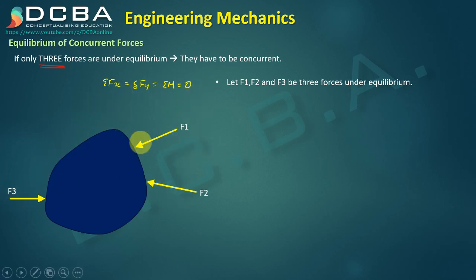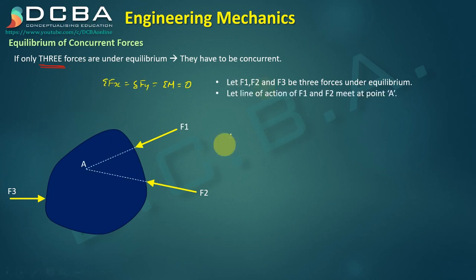So if these three forces are under equilibrium, these are met. Fine. Let the line of action of F1 and F2 meet at point A. So I can say that these two forces are at least concurrent. This is what at least I can say. Now since I have extended the line of action and made them meet at point A, I can say that F1 and F2 are at least concurrent at point A. But F3 is not concurrent, if you see.